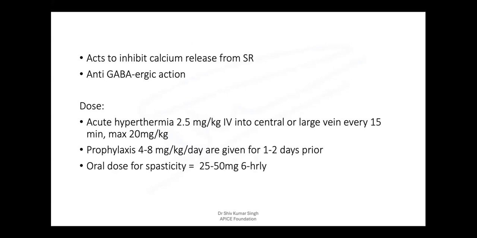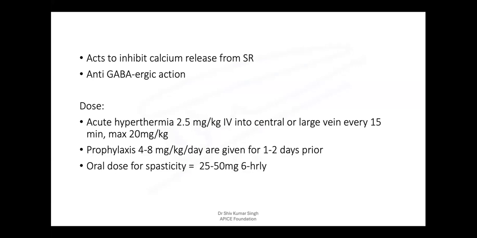I've talked about the dose. Like I said, in acute malignant hyperthermia, you need to give 2.5 milligram per kg into a central large vein, and every 15 minutes you can repeat. But initially, you almost repeat it every 5 minutes. The maximum you can go is 20 milligram per kg, but the literature says that most of the time you control things within 10 milligram per kg. People rarely go above 10 milligram per kg.